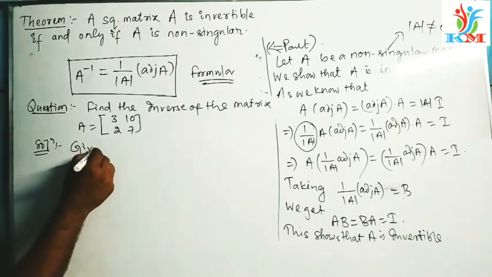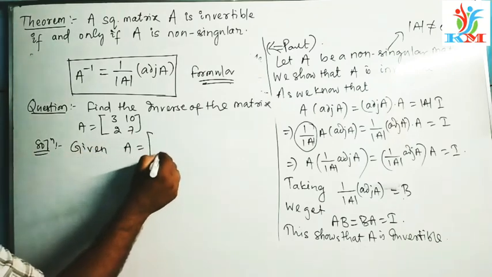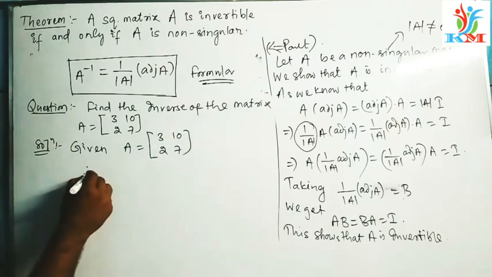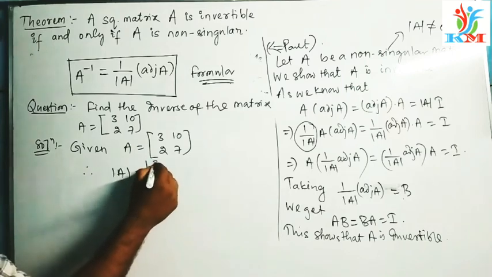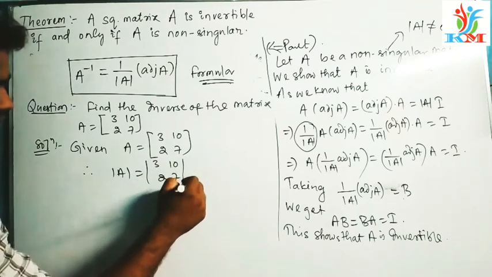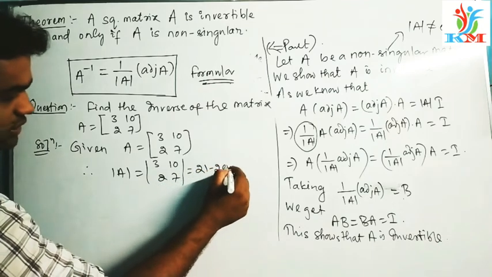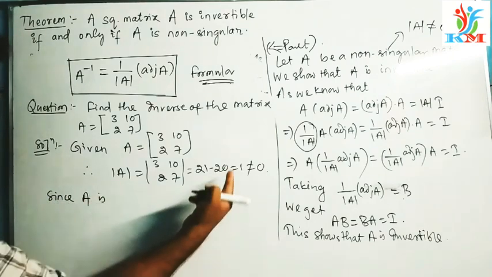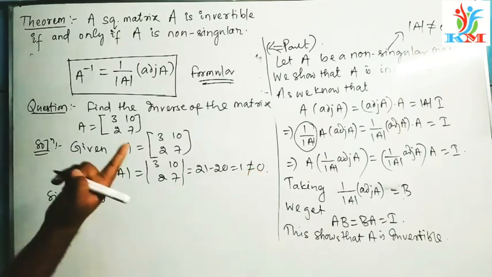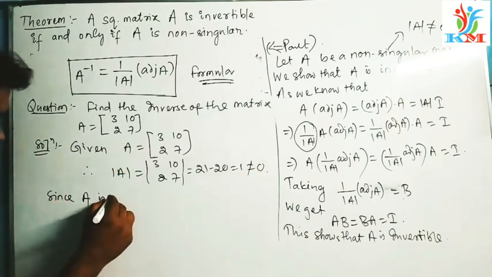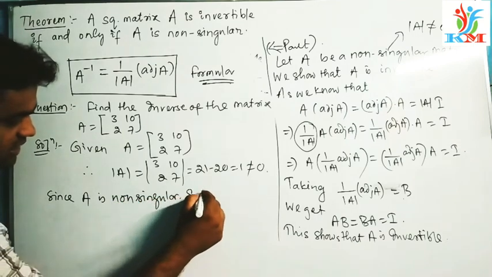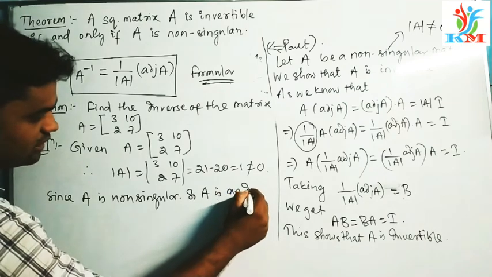Given A is equal to 3, 10, 2, 7. Therefore, determinant of A is equal to 3 times 7 minus 10 times 2, which is 21 minus 20, which is equal to 1, which is not equal to 0. Since the determinant is not equal to 0, A must be a non-singular matrix. That means since A is non-singular, A is an invertible matrix.